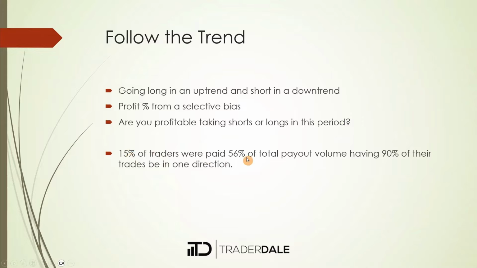15% of traders were paid 56% of the total payout volume, having 90% of their trades be in one direction. All right, let me say that again. The top 15% of traders were paid 56% of the total payout volume, having 90% of their trades be in one direction. So the top dogs in a bull market are going long. I know it doesn't sound like it's revolutionary stuff, but it is.